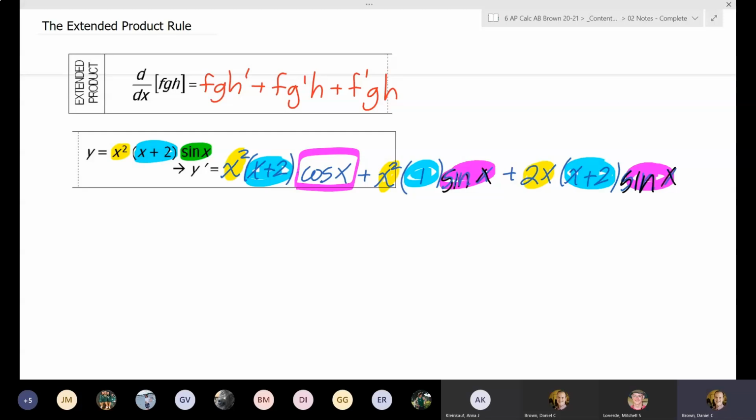Questions on the product rule? So again, please don't ever just take the derivative of each part. Make sure you are expanding this using the product rule.